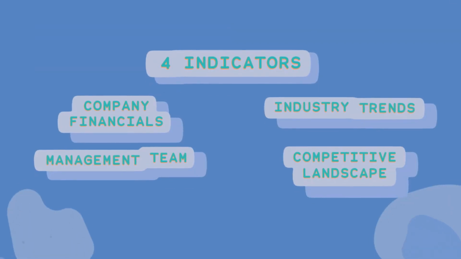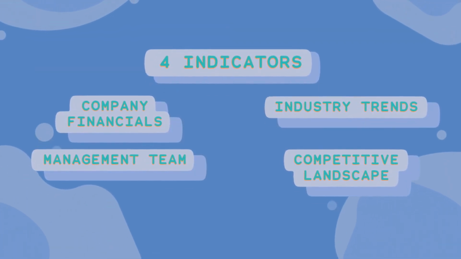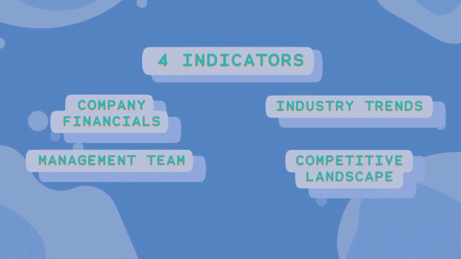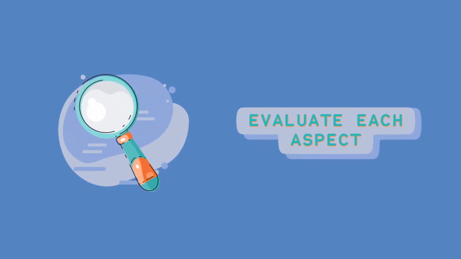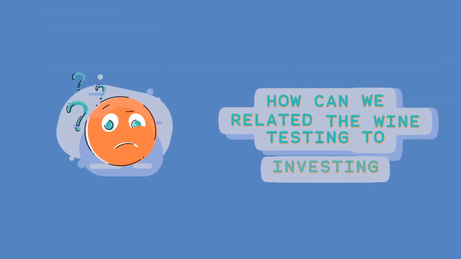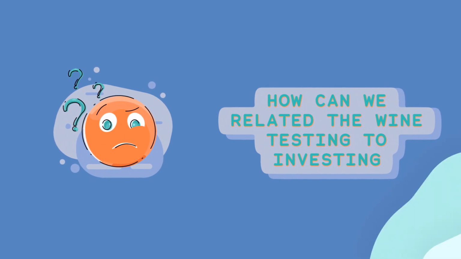There are 4 aspects to follow in an investment: the company's financials, industry trends, management team, and competitive landscape. And investors can evaluate each aspect separately to help them form an overall opinion on the investment opportunity. Let's see how these 4 steps from both wine tasting and investing are related.